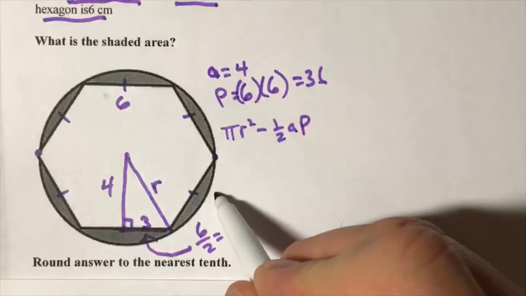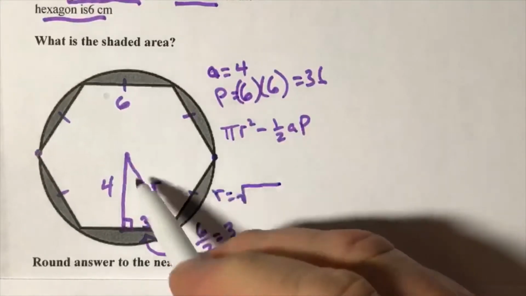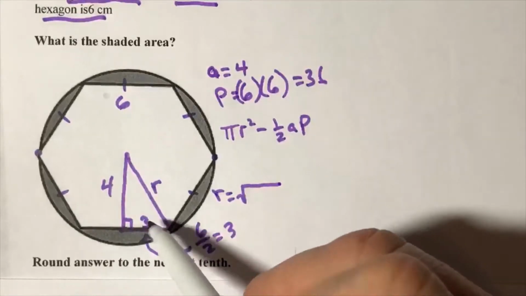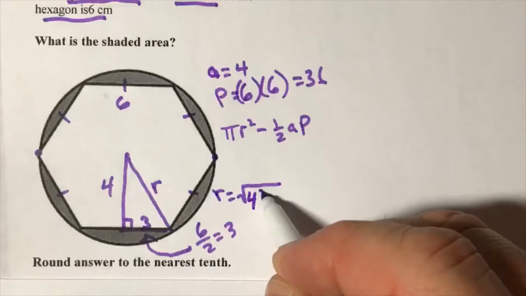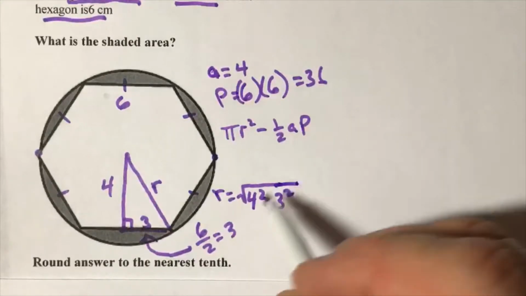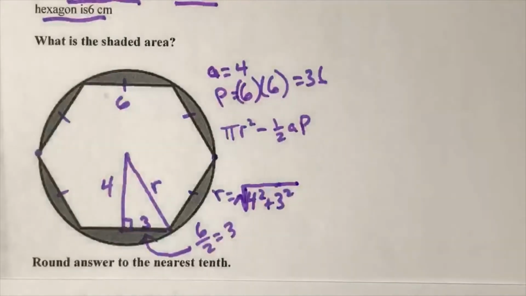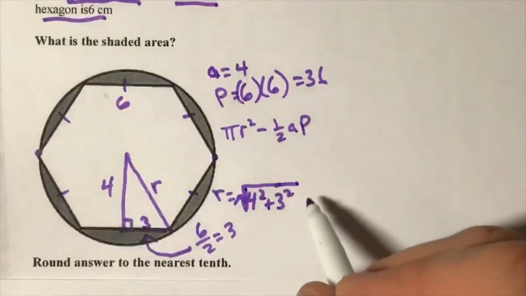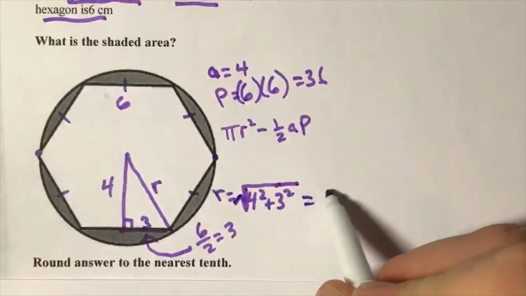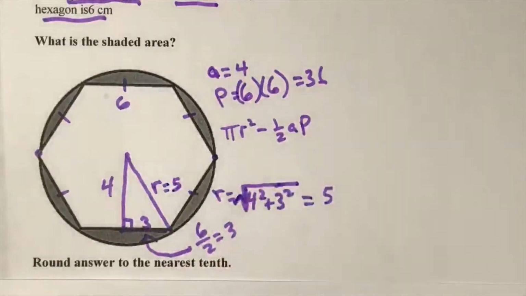So R is going to equal, and remember, if you know the legs of a right triangle and you're trying to find C, you square them and add them. So that's the square root of 4 squared plus 3 squared. All right, get that square root symbol looking good. And this will produce a radius of 5. Let me put that here, and I'll put that here. Radius is equal to 5.